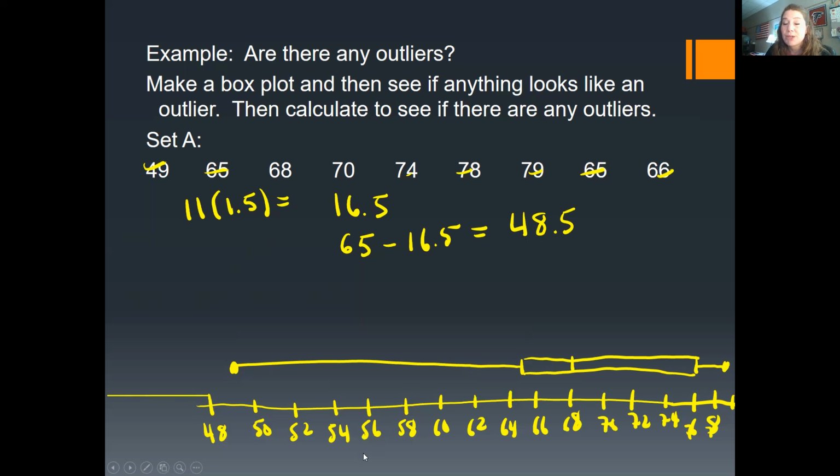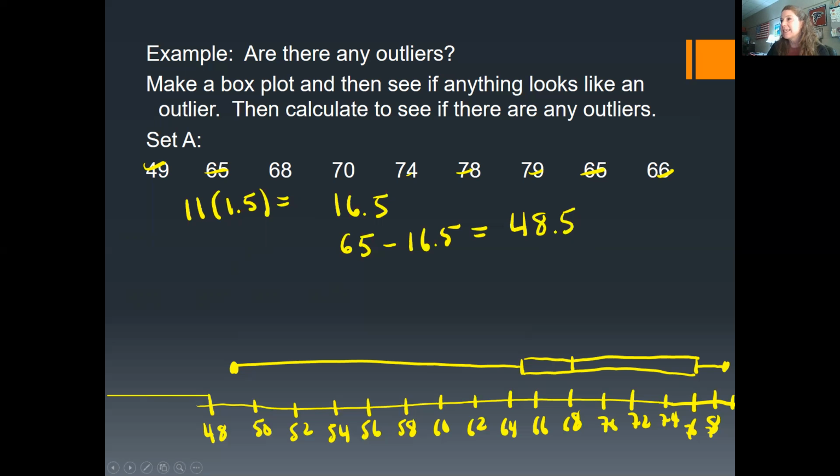So is 49 below 48.5? No. So amazingly, 49 is not an outlier. It looks like it is, but it isn't. We just proved mathematically that it's not.